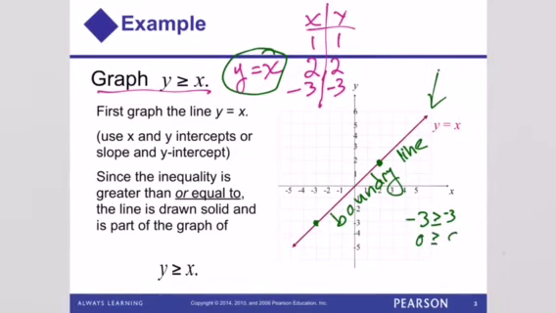0 is greater than or equal to 0. 2 is greater than or equal to 2. So those all are true in our equation: y is greater than or equal to x. They lie on the line, all these points, (-3, -3), (0, 0), (2, 2), and they do work in the inequality. So this red line on here is the graph of y is greater than or equal to x.